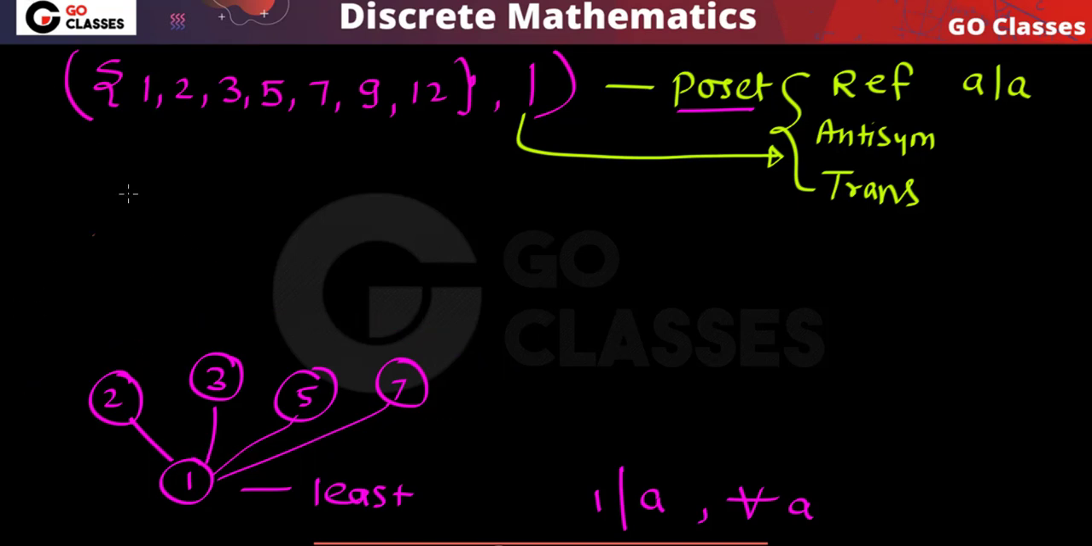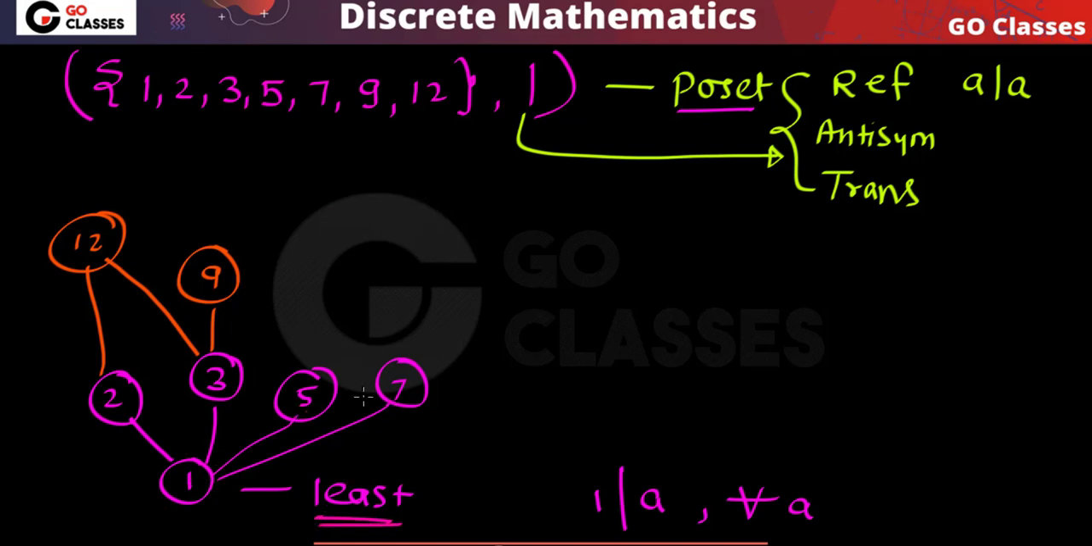Finally, we have 9. You can notice that 3 divides 9, and finally we have 12, where 2 divides 12 and also 3 divides 12. So this is the Hasse diagram that we get. In this Hasse diagram we have a least element, because one divides everything. But what is the greatest element? There is no greatest element, because there is no element which is divisible by all. So the greatest element does not exist.